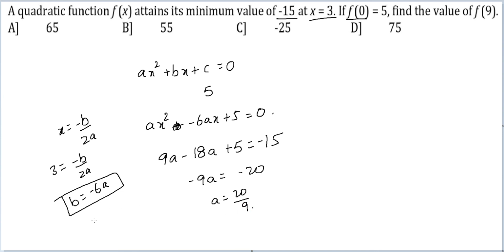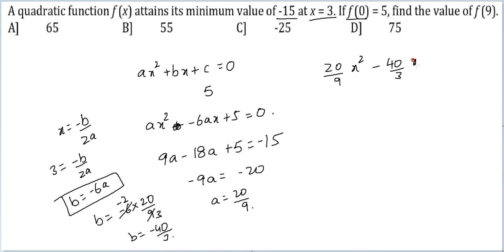A is equal to 20 by 9, which should give me b is equal to minus 6 into 20 by 9. This is 3 now, this is minus 2 now. B is equal to minus 40 by 3. So my final expression is 20 by 9 x square minus 40 by 3 x plus 5.